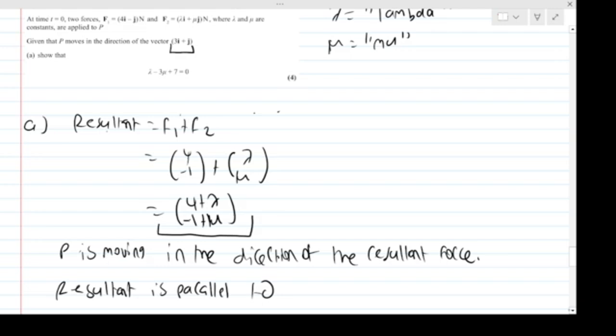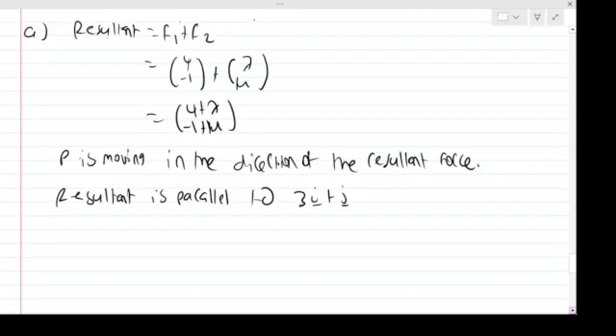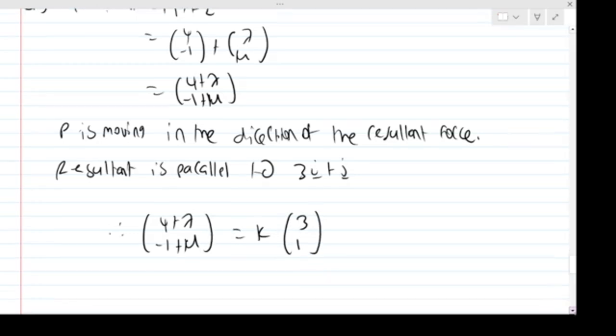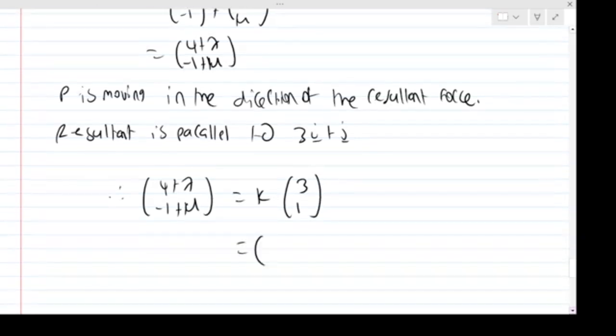The vector 3i + j. So think back to what we just said. If these two vectors are parallel, then they're a multiple of each other. So the vector 4 + lambda, minus 1 + mu, equals a multiple of 3i + j. So 3, 1, and if we multiply by k, we get 3k and k. So 4 + lambda and minus 1 + mu equals this vector here.